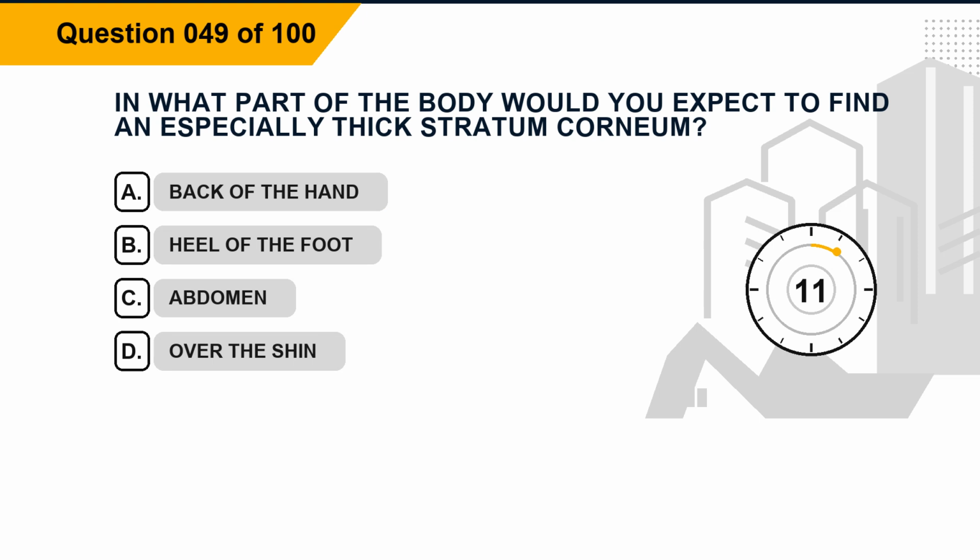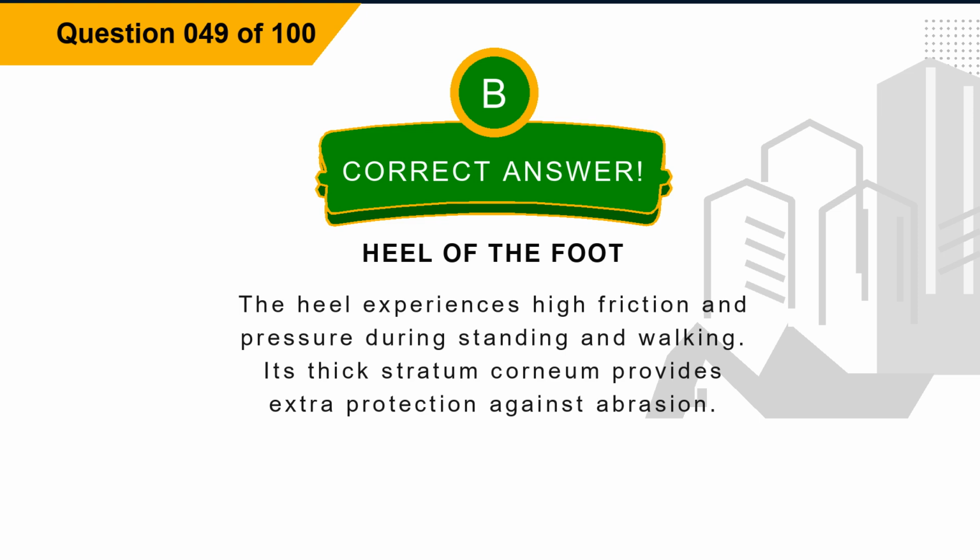Question 49. In what part of the body would you expect to find an especially thick stratum corneum? Option A, back of the hand. Option B, heel of the foot. Option C, abdomen. Option D, over the shin. The correct answer is option B, heel of the foot. Explanation. The heel experiences high friction and pressure during standing and walking. Its thick stratum corneum provides extra protection against abrasion.